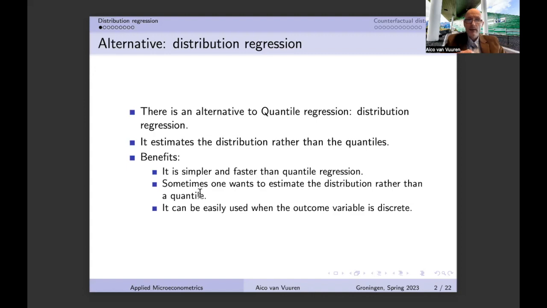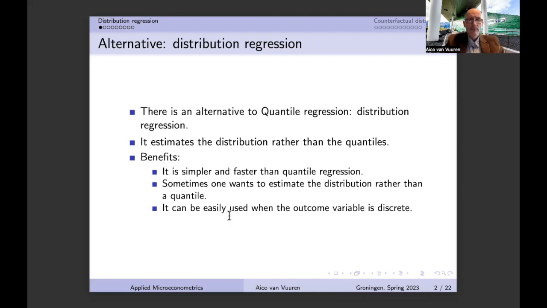And given the fact that quantile regression actually tries to estimate the quantiles, which are the inverted distribution functions, what we could do, of course, after doing quantile regression is simply invert the quantiles and then we get the distribution. However, it's of course much more efficient to immediately estimate the distribution, especially given the fact that we already know that distribution regression is much faster than quantile regression.